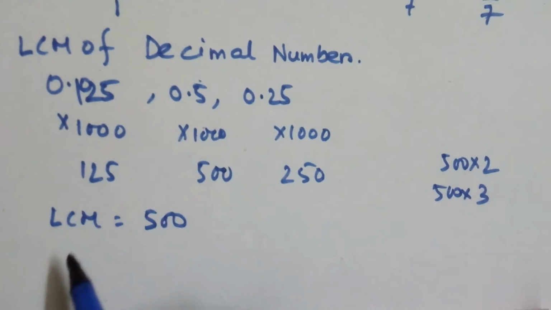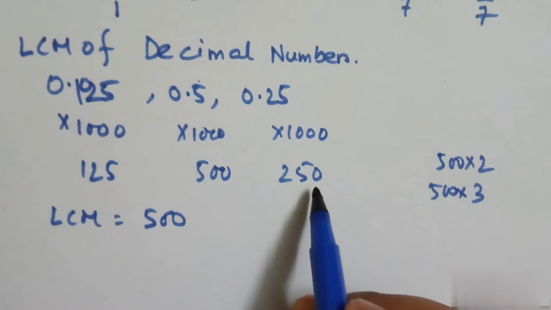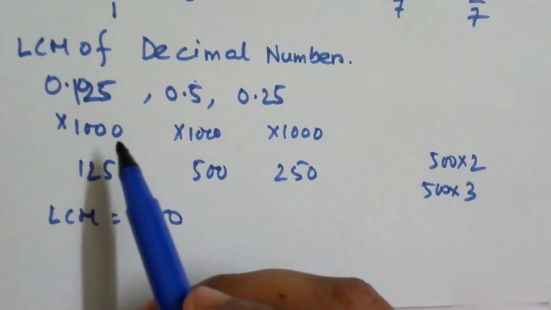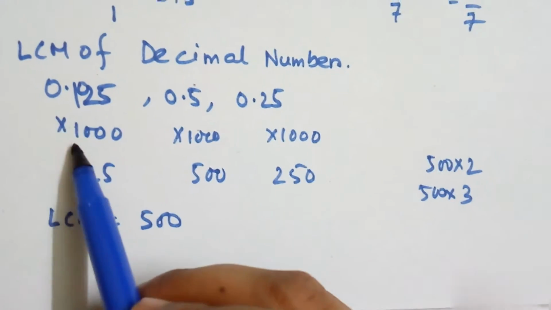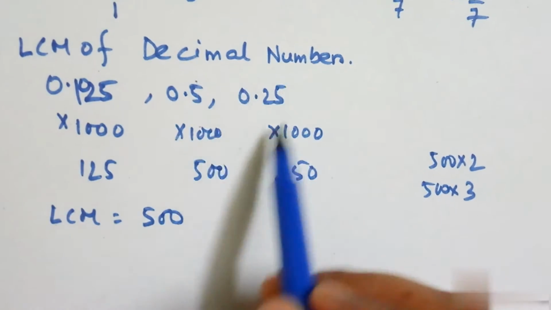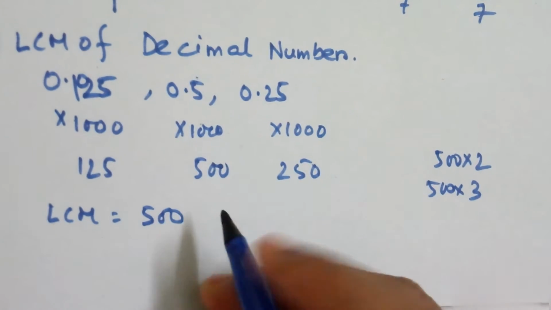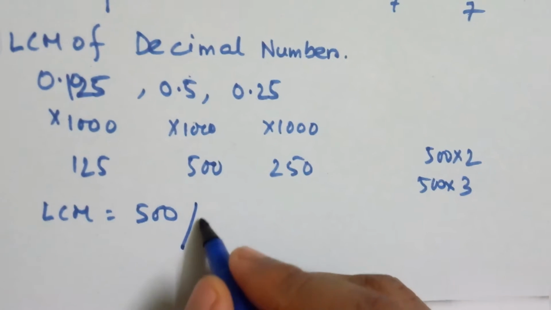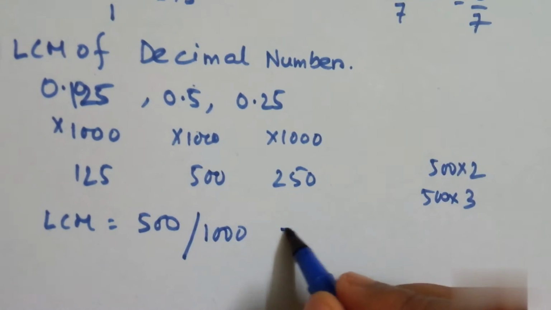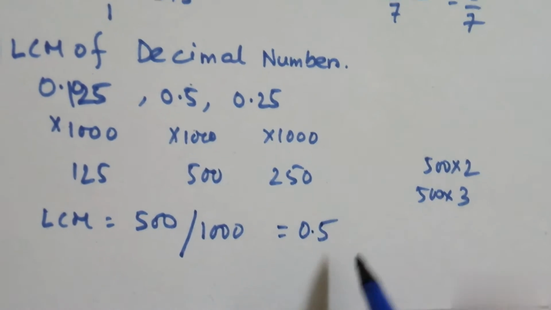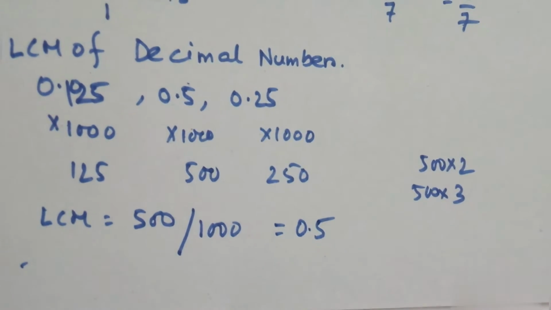See, you get the LCM of these 3 numbers, but remember you first multiplied these 3 numbers with 1000. Now you have to divide this number by 1000. So you will get 0.5 and it is the LCM.